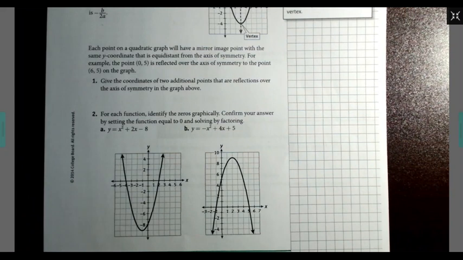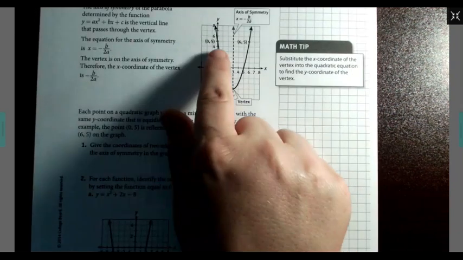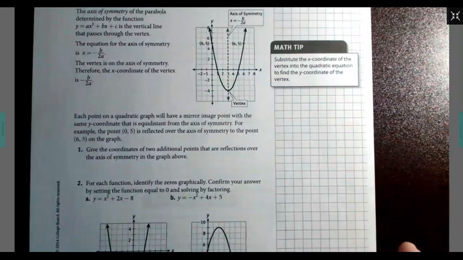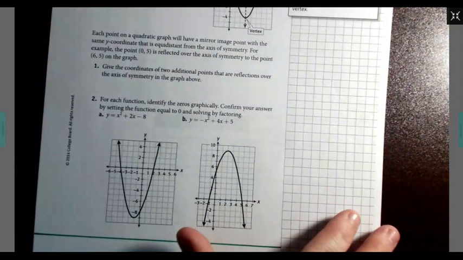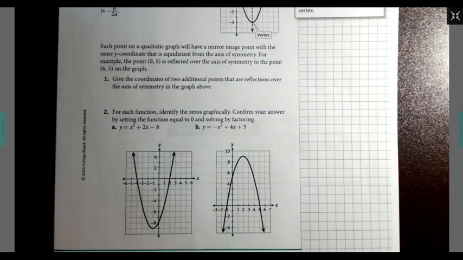Each point on a quadratic graph will have a mirror image point with the same y-coordinate, that is, equidistant from the axis of symmetry. For example, the point 0, 5 is reflected over the axis of symmetry to the point 6, 5 on the graph, as seen above. Give the coordinates of two additional points that are reflections over the axis of symmetry on the graph above.